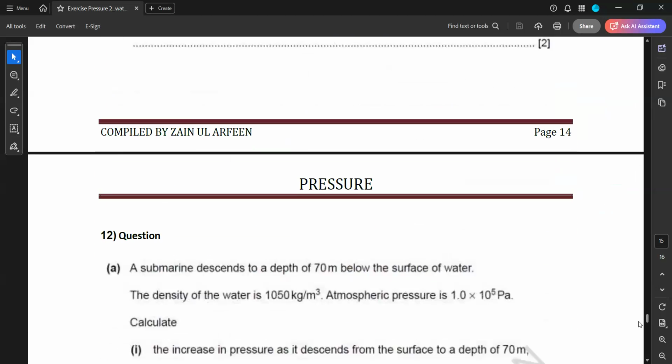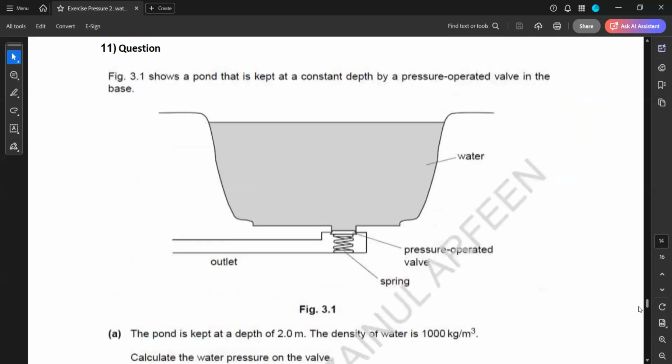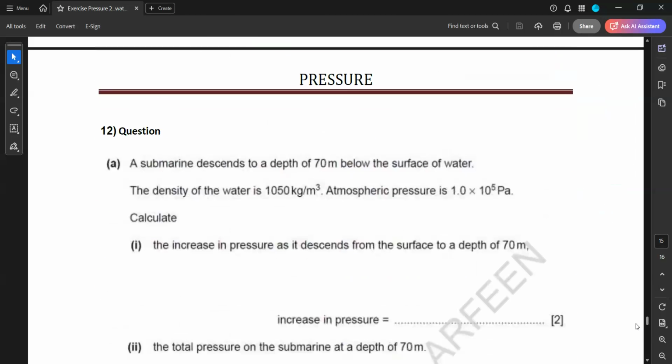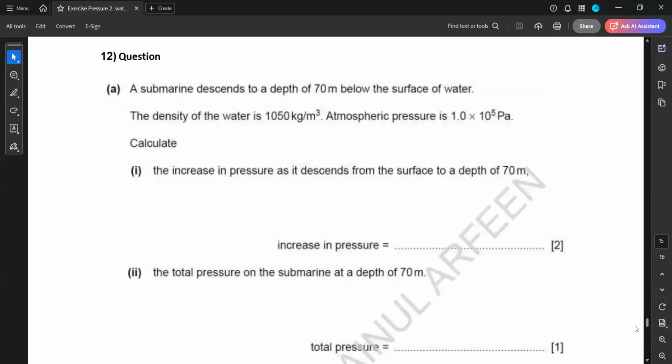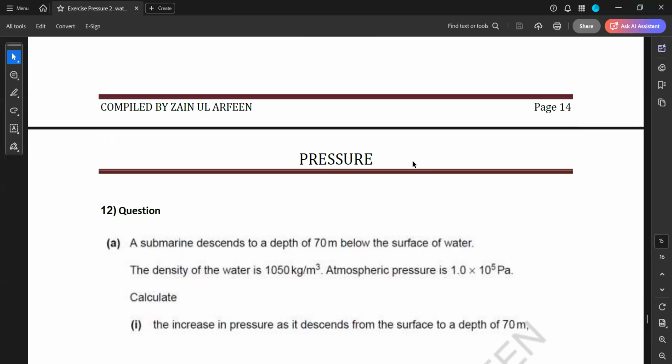Question 11, any doubts? Question 12. Any doubt in question 12? 11 part C.